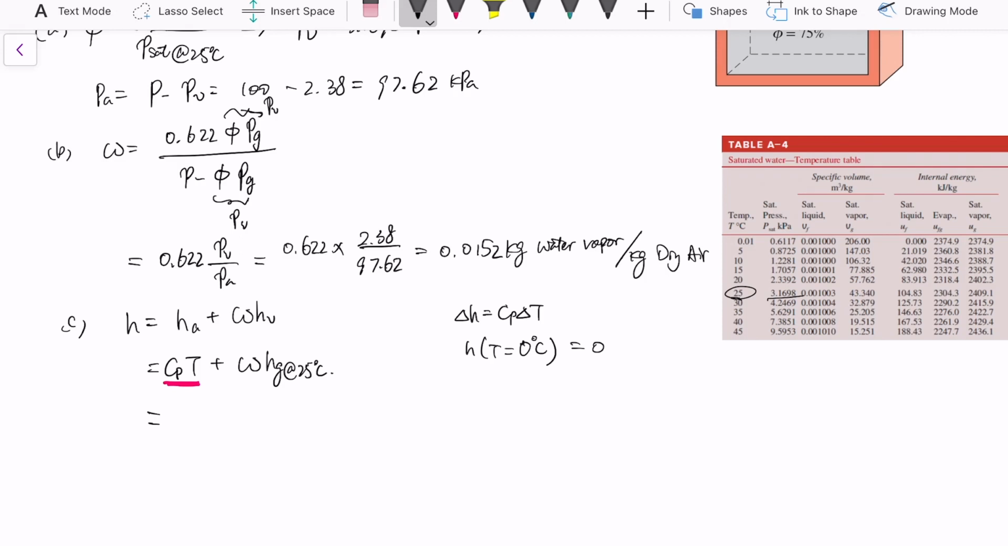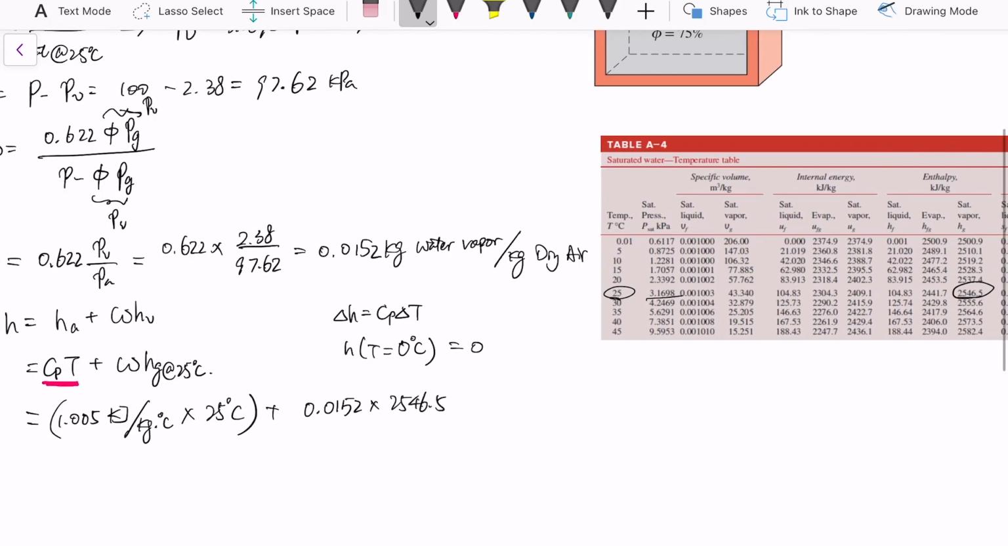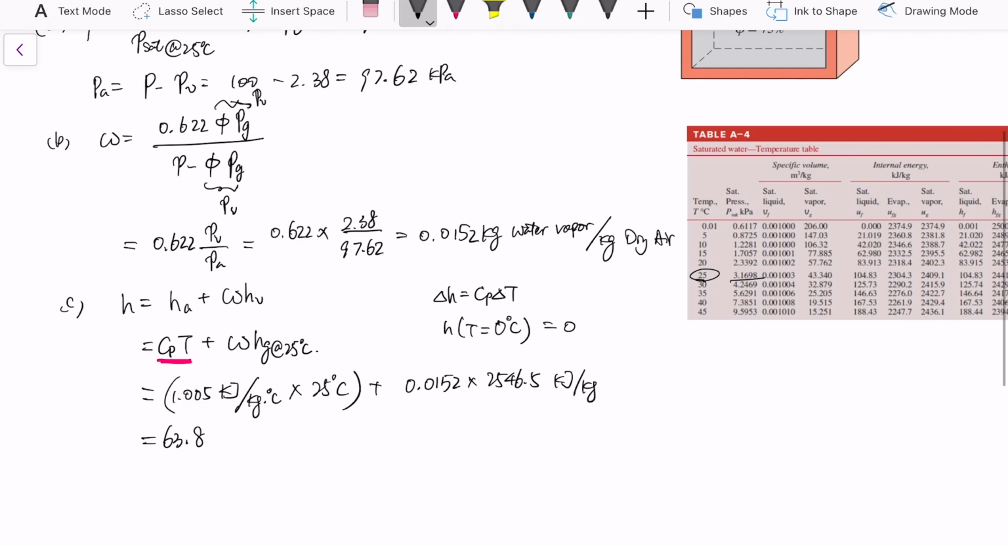So then I can plug in the number for Cp of air, 1.005 kilojoule per kilogram Celsius times 25 degrees Celsius plus omega, which is calculated, 0.0152 times Hg. Hg, let's look at the table very quickly. Hg at 25 is 2546.5. And you calculate this, gives you 63.8 kilojoule per kilogram dry air. So you would have to always carry the unit as per kilogram of dry air.